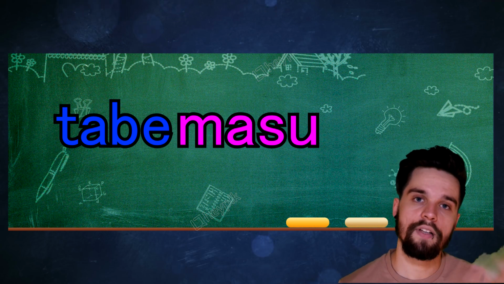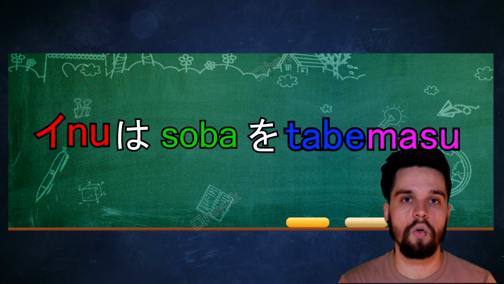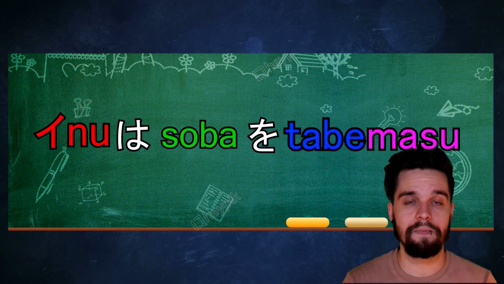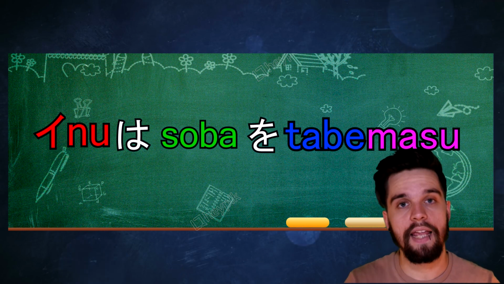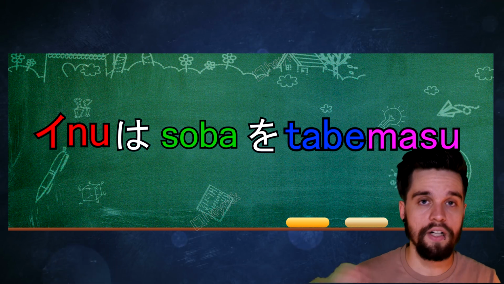So if we go back to the example sentence from lesson 1, you would just say Inu wa soba o tabemasu. It's basically the same principle as with this, it just makes the sentence more polite. This and must can never be used in the same sentence, which makes sense because if one is at the end, the other can't be at the end.